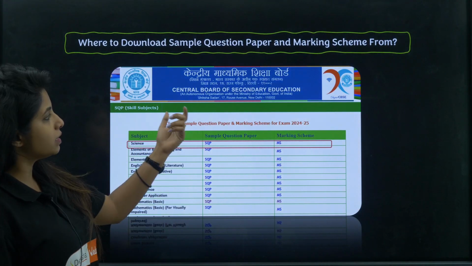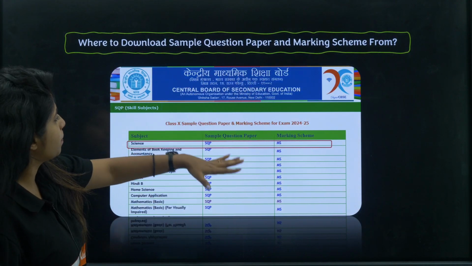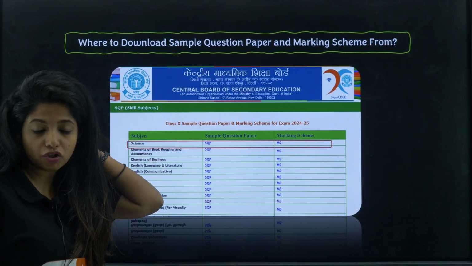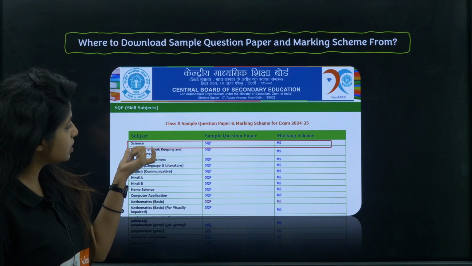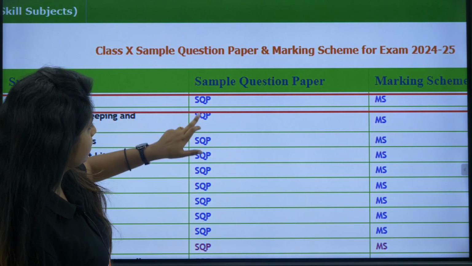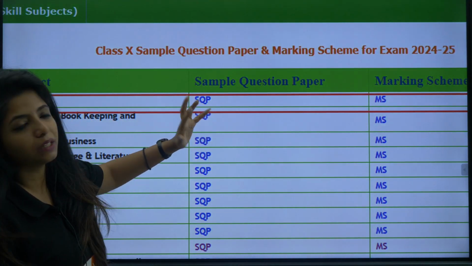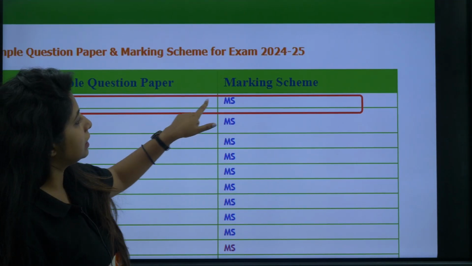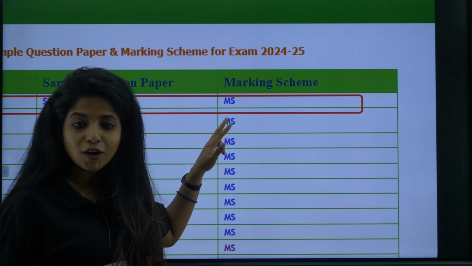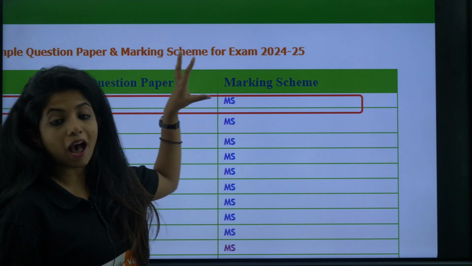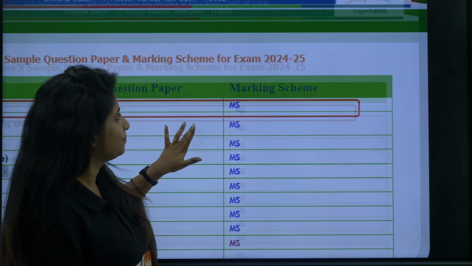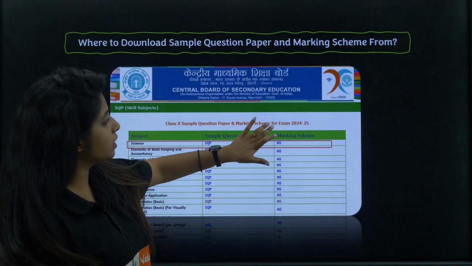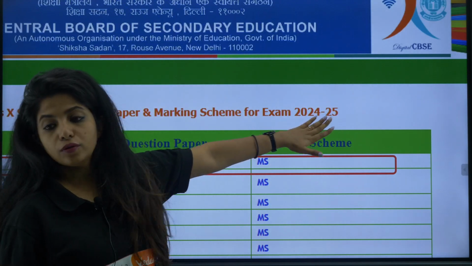If you go to the CBSE website, you will end up on a page like this. You can just click on sample question papers. Over here you see science. If I zoom this in, there's SQP, that means sample question papers, and then there is MS, that is marking scheme. If you click on that, you'll get a whole question paper and its marking scheme as well. This is for the year, as you can see, 2024-2025.